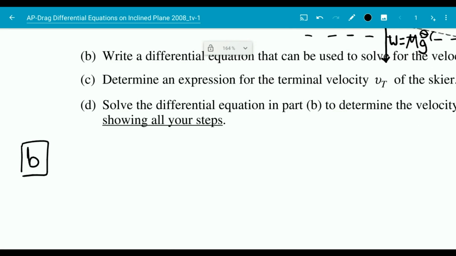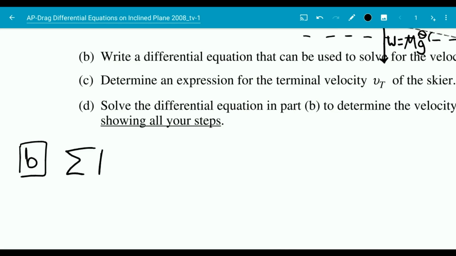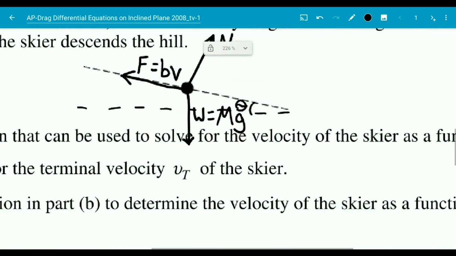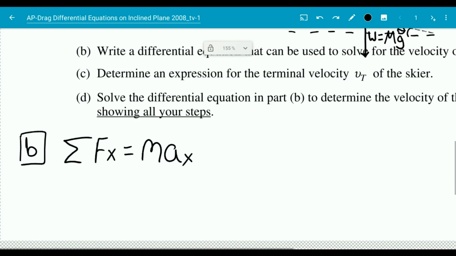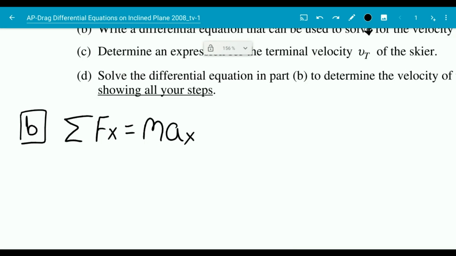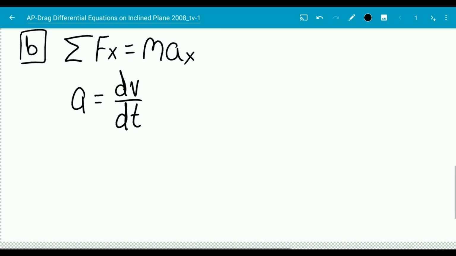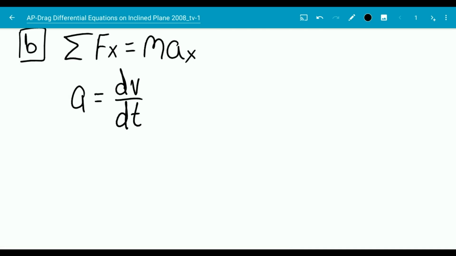And so how we can start thinking about this is we can do the sum of forces in the x direction equals mass times acceleration in the x direction. If we look back at our image, we're going to tilt our axes a bit and say this is the x-axis and this is the y-axis, so it's on a bit of an angle, but we tilt them so that it's easier to get these values. One way we can think about this is a is equal to dv over dt, right? Because acceleration is the derivative of velocity with respect to time. And so what we need to now do is figure out what forces are involved in the x direction, because we're going to be summing our forces in the x direction.